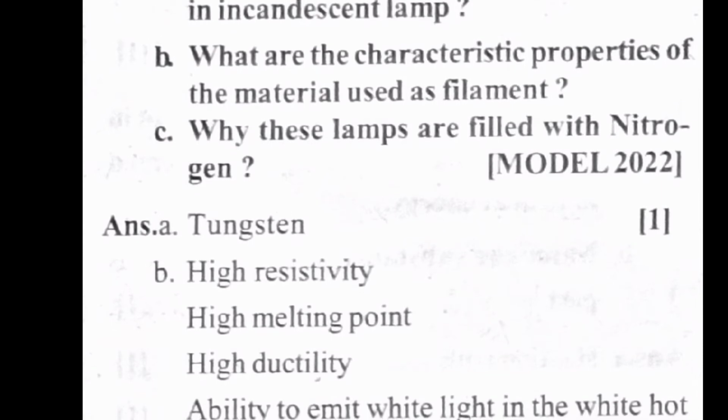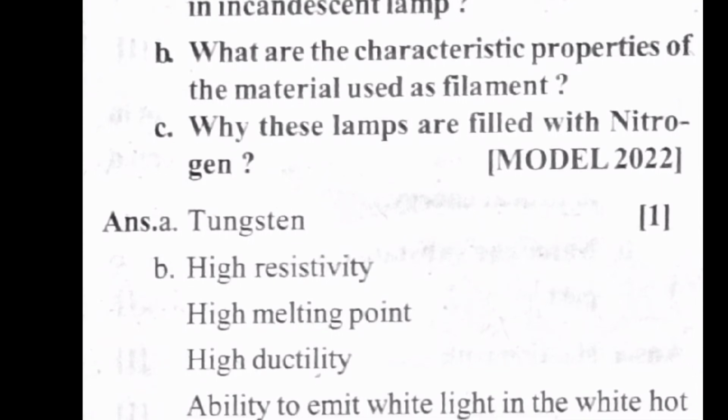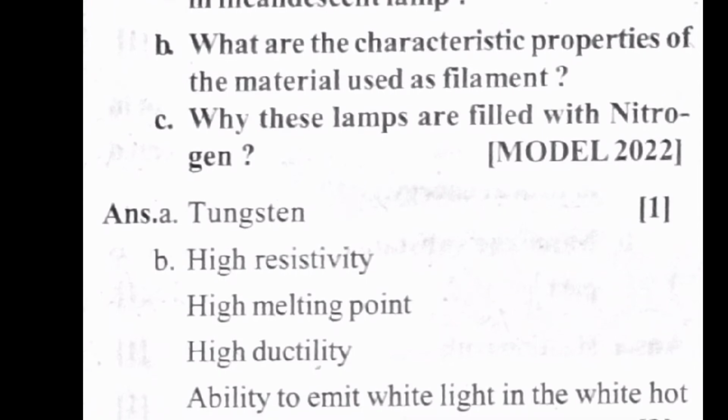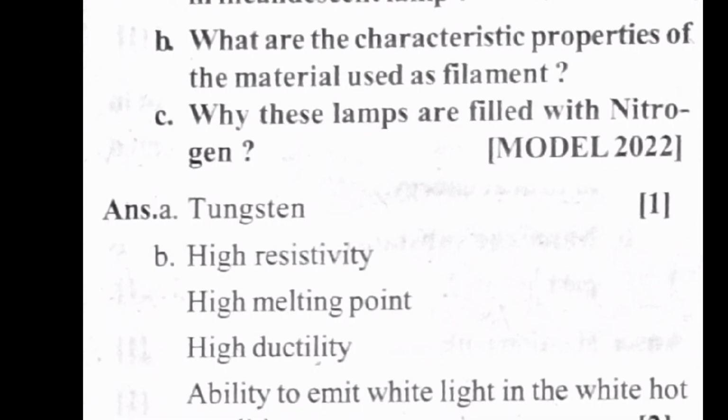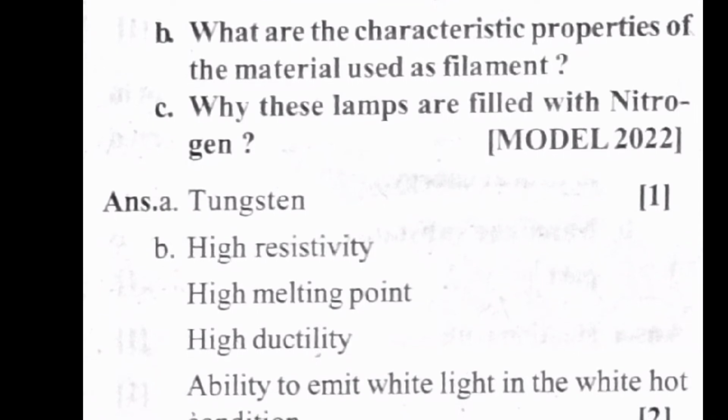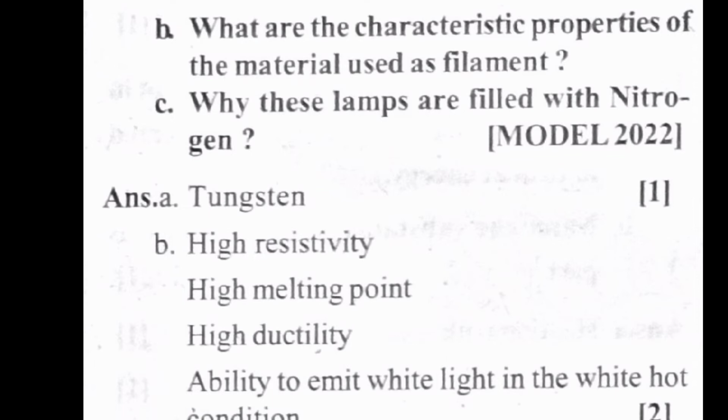Can we answer the questions? The first question is, which material is used as the filament in an incandescent lamp? Which one is used? Yes, that is tungsten. Tungsten is used as the filament in an incandescent lamp.